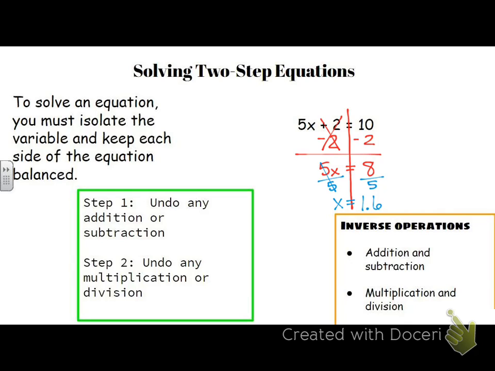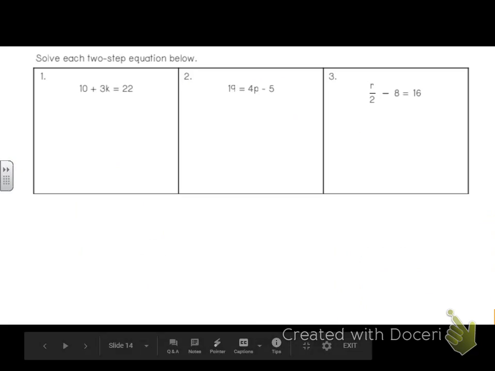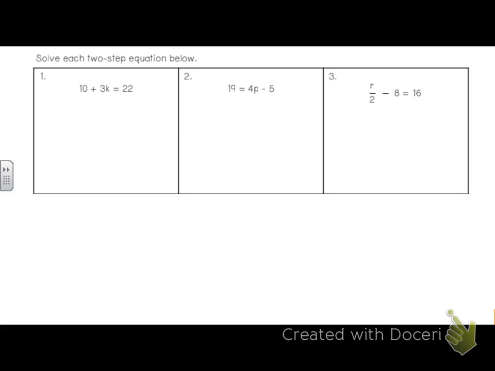And so that's how you're going to solve a two-step. You're going to do it the same way each time. You're going to undo addition or subtraction, and then you're going to undo multiplication or division. Alright, so solve each two-step equation below. So let's look at a few more examples here.